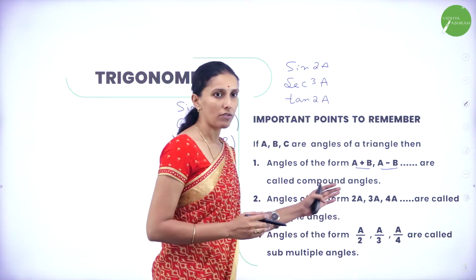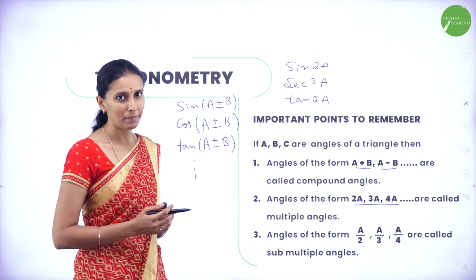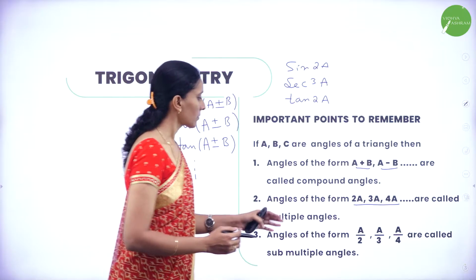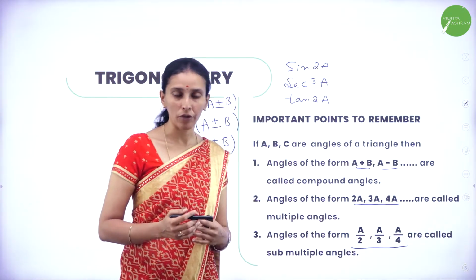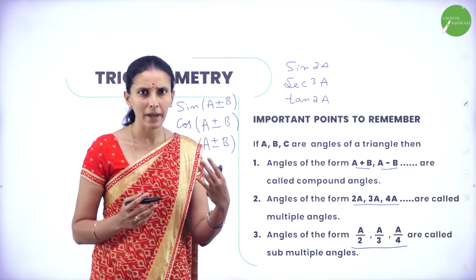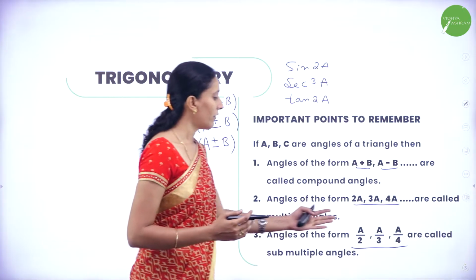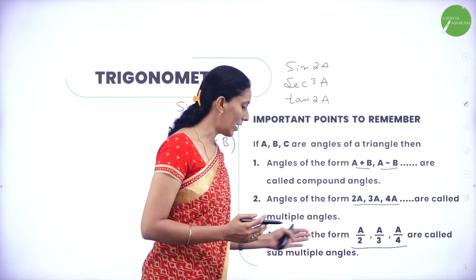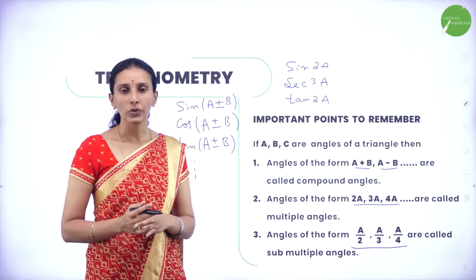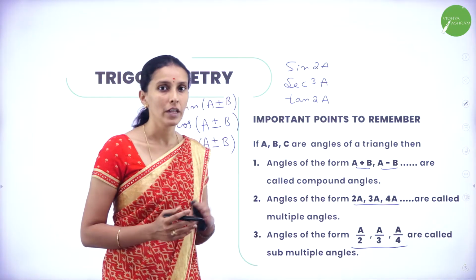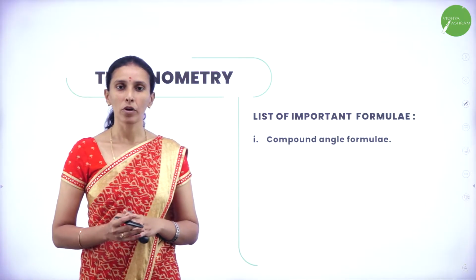Angles of the form 2a, 3a, 4a are called multiple angles. Again, angles of the form a by 2, a by 3, a by 4, for example, pi, pi by 2, pi by 4, pi by 6. In the same way, the fractions of all the angles are called submultiple angles. Again, we are going to learn the formulas of the submultiple angles. So let's start learning the important formulas.